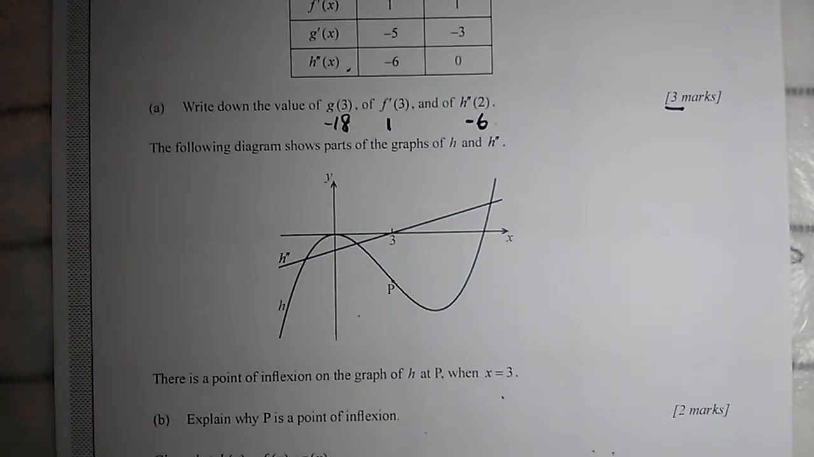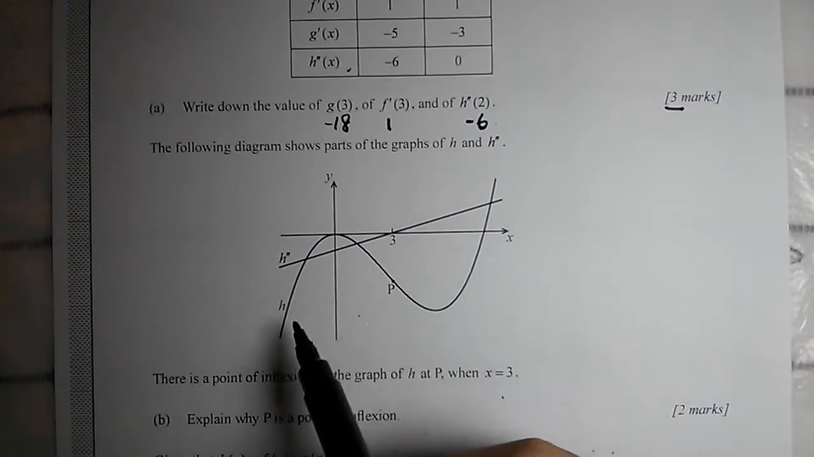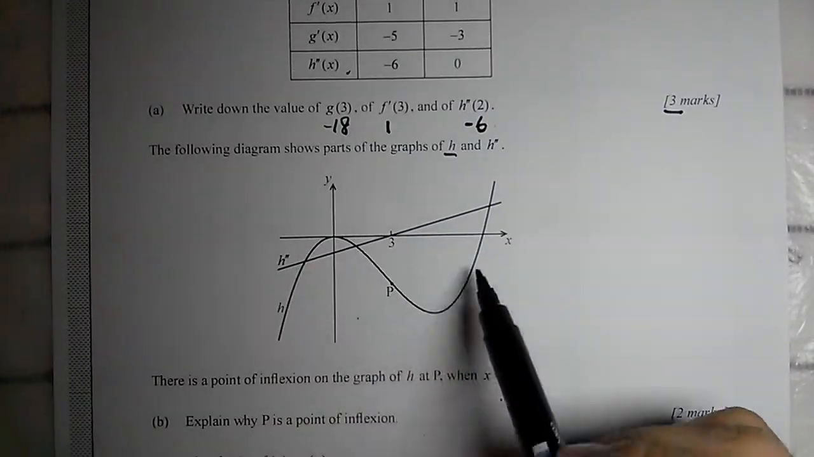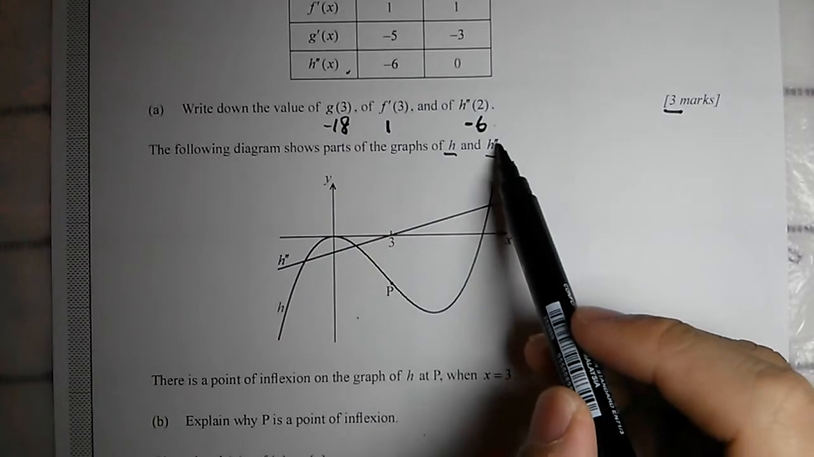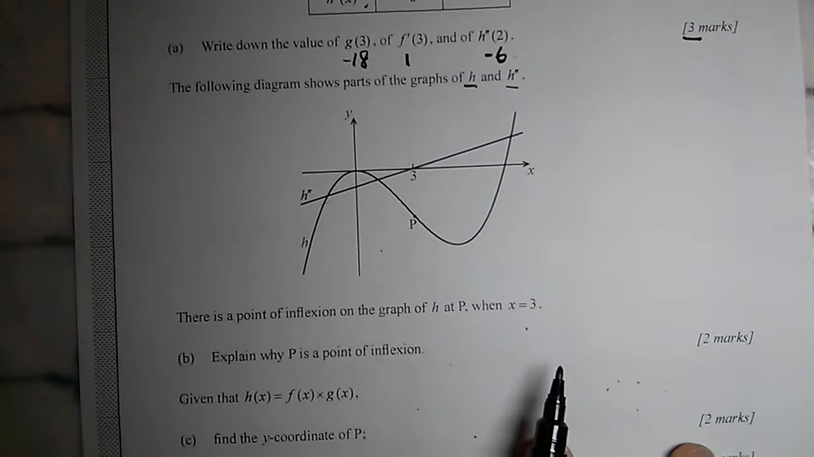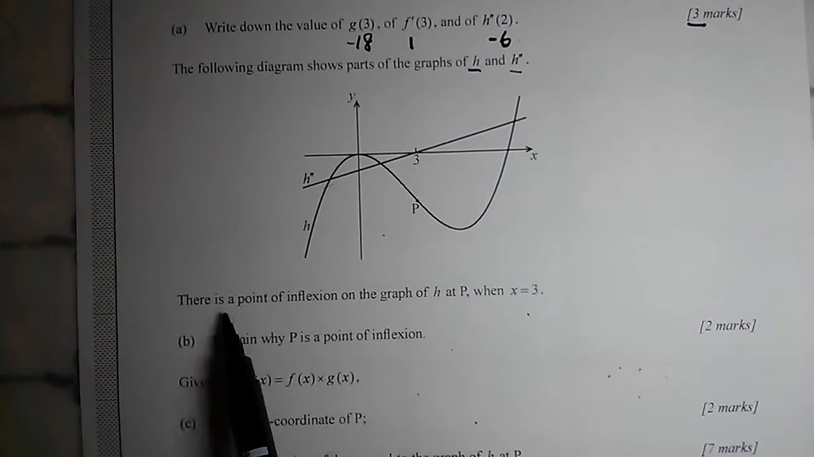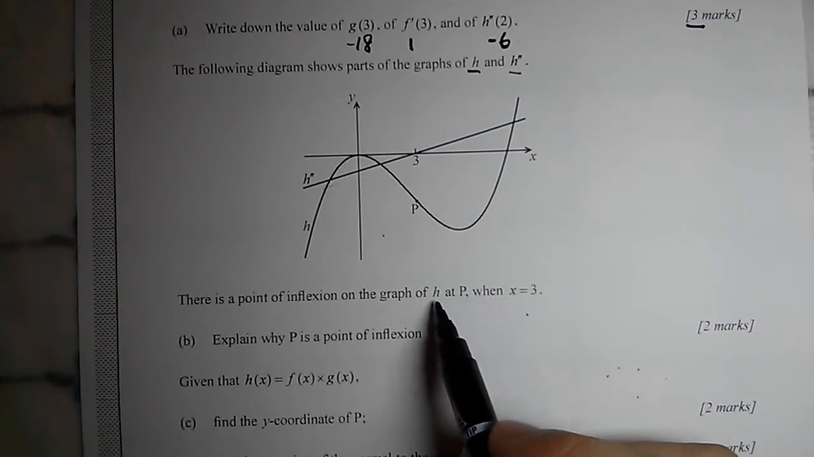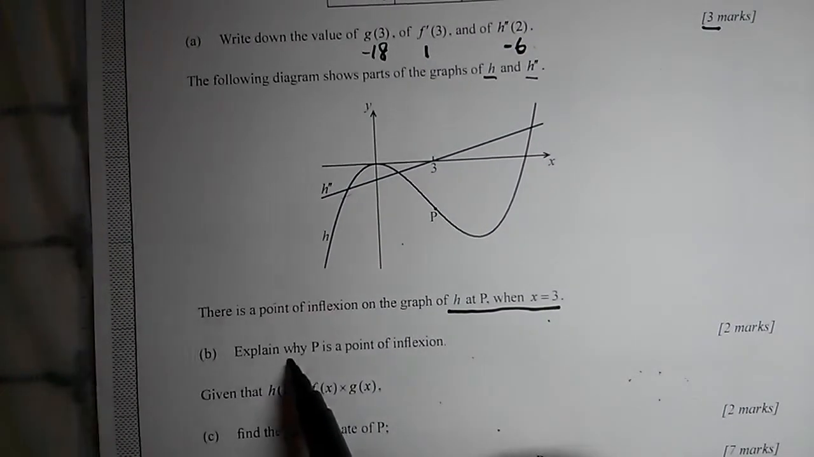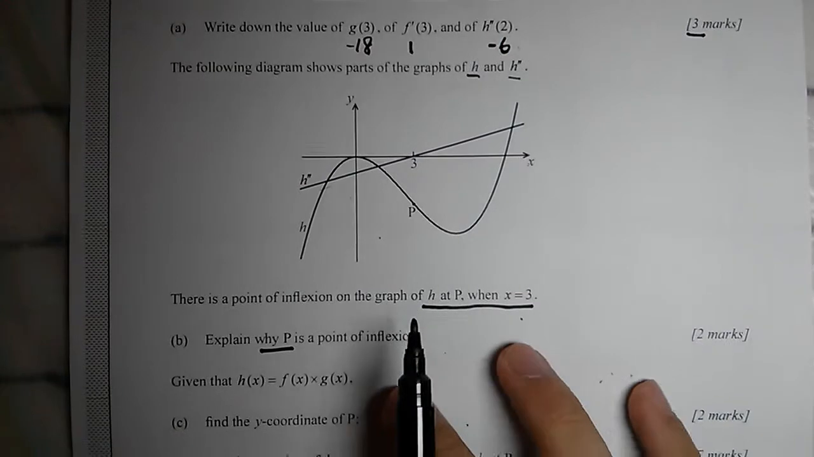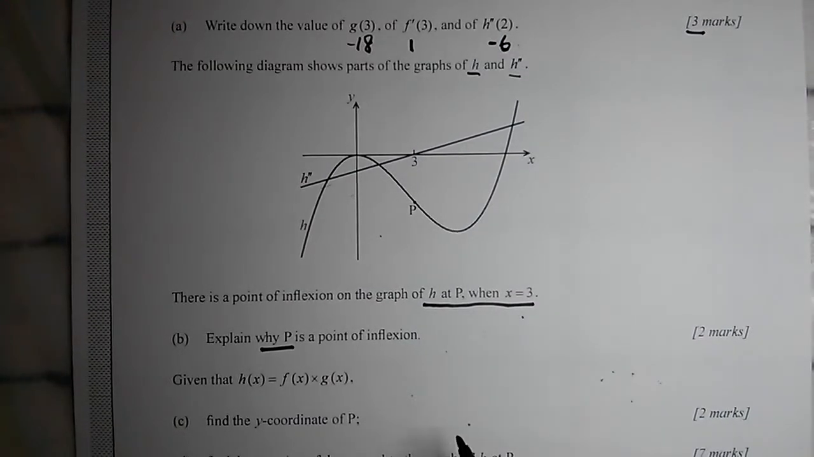And next, in the graph it shows two curves. It would be the curve of h, and also the graph of h double dash, h prime prime, which is the second derivative. The question is as follows. There is a point of inflection on the graph of h at P when x equals 3. The question is why? There is no calculation. They do not want you to find the point of inflection. You just need to explain why it is the point of inflection.